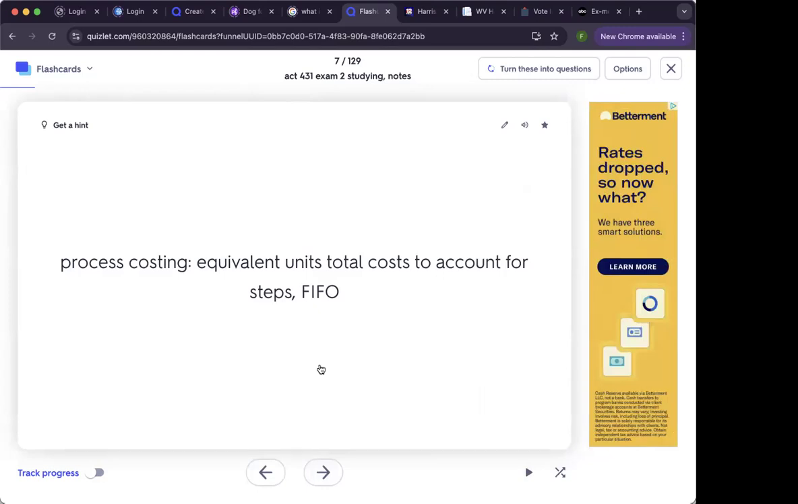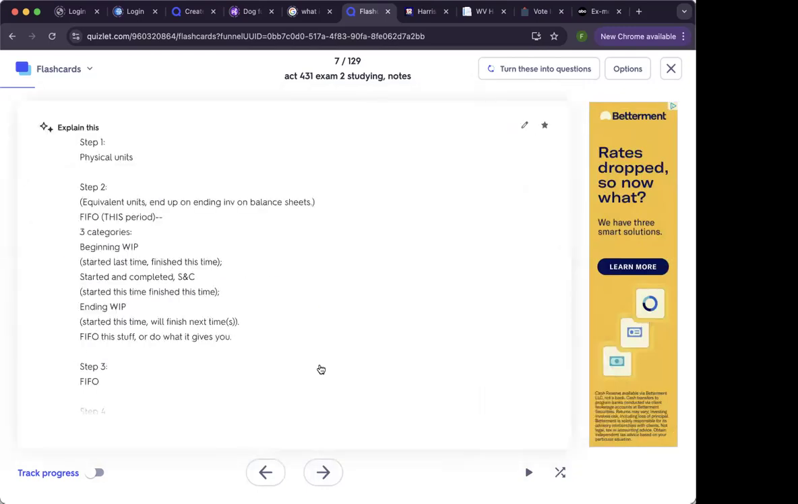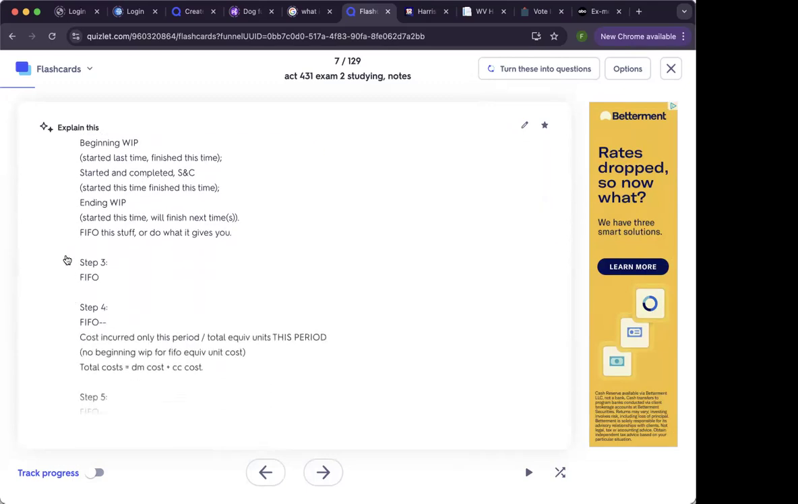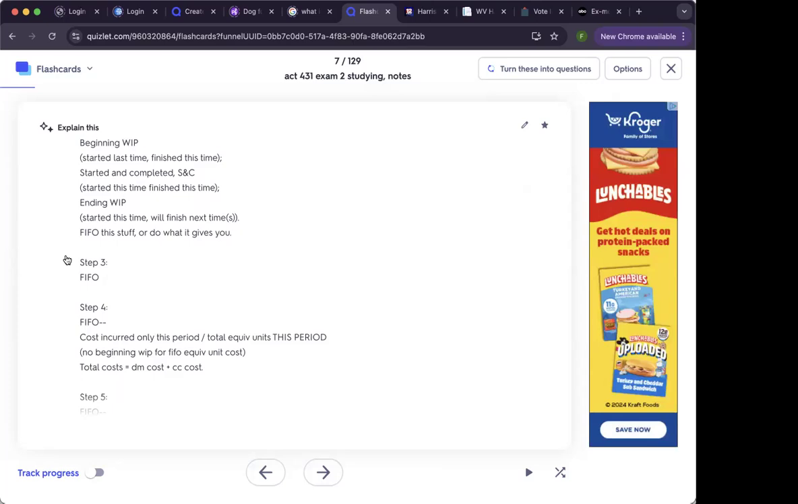For the process for equivalent units for FIFO, step 1, again, is find the physical units and put them in. Step 2, it's for this period. So that means we have beginning WIP, which means stuff we started last time and finished this time. SNC started this time, finished this time. Ending WIP started this time, we'll finish next time. FIFO this stuff or do what it gives you. Step 3, do the FIFO.